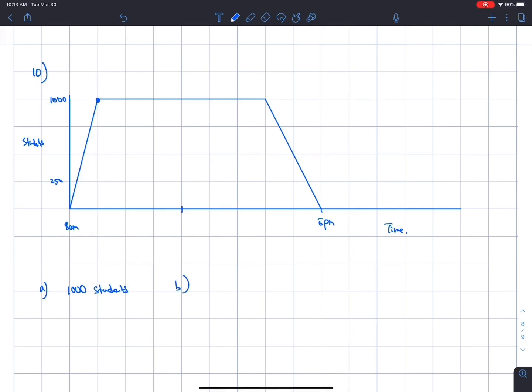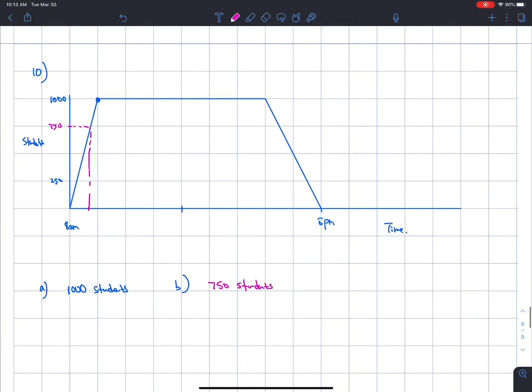How many students were in school at 8:45? So this would be roughly 8:45. And we can see that there are 750 people. How many students were in the school at 4:30? 4:30 is roughly here. So that should be 250 students, right?